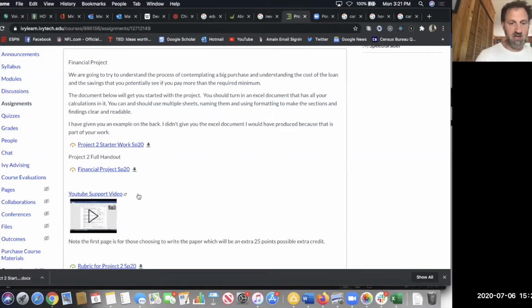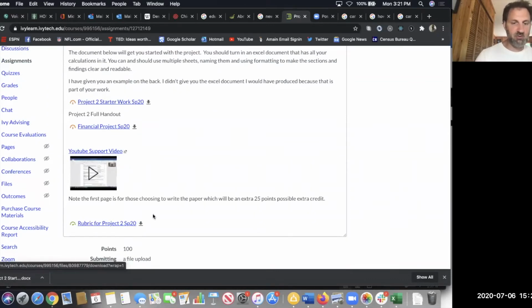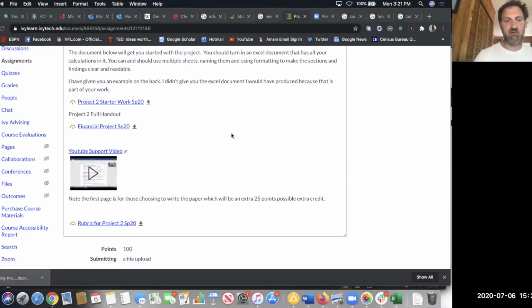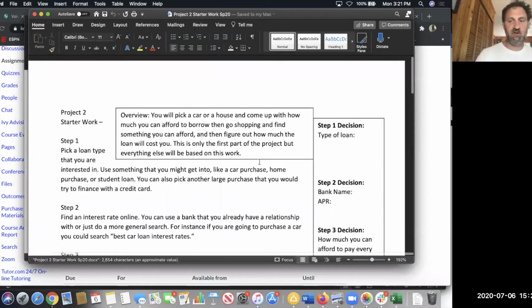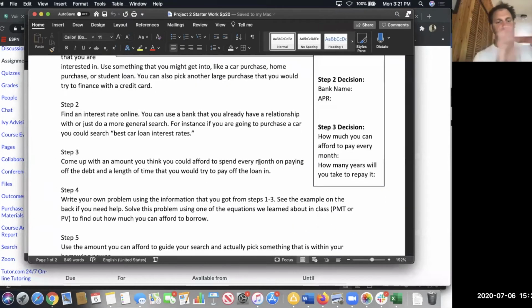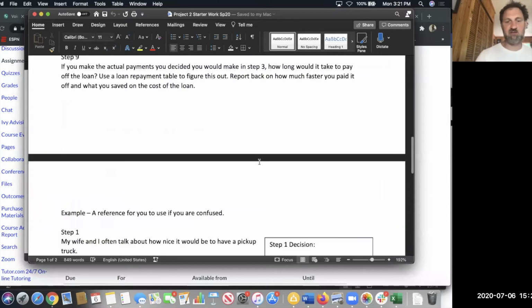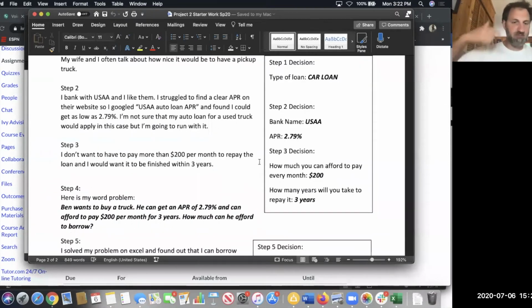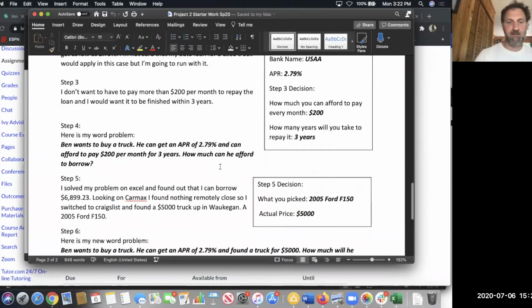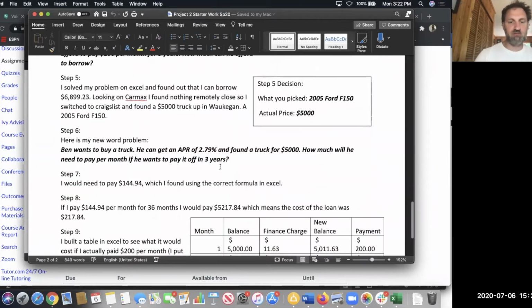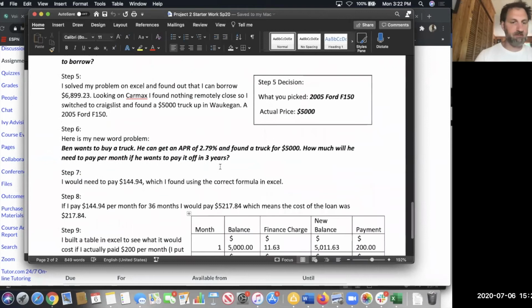There's 3 handouts: the starter work, the actual project, and then the rubric. I would start with the starter work if you're interested in actually thinking about this. And basically, this is a 2-sided piece of paper. You're not looking at it that way, but the second side is the same as the first side, but I went through and I basically made the decisions as if I were doing the project, so you can see what I'm talking about. I would do this mostly on paper.